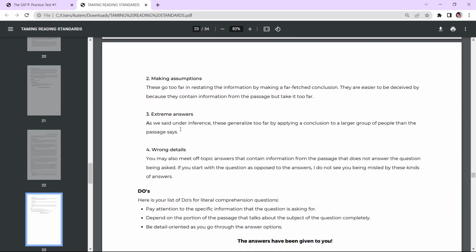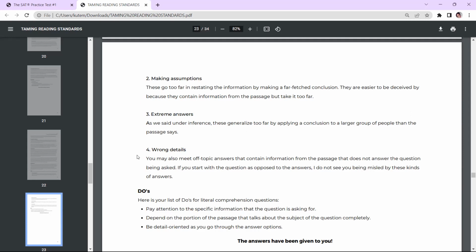And then for extreme answers, for inference, I already mentioned this example, some of them apply a conclusion to a larger group than the passage says. So always pay attention to the audience, even within the passage. And it's important to pay attention to answers that are extremely negative or extremely general, like answers that say all people or no people. Pay attention to those, because most of the time the passage doesn't imply that all people are under that conclusion. So always pay attention to extreme answers, because most of the time they're wrong.